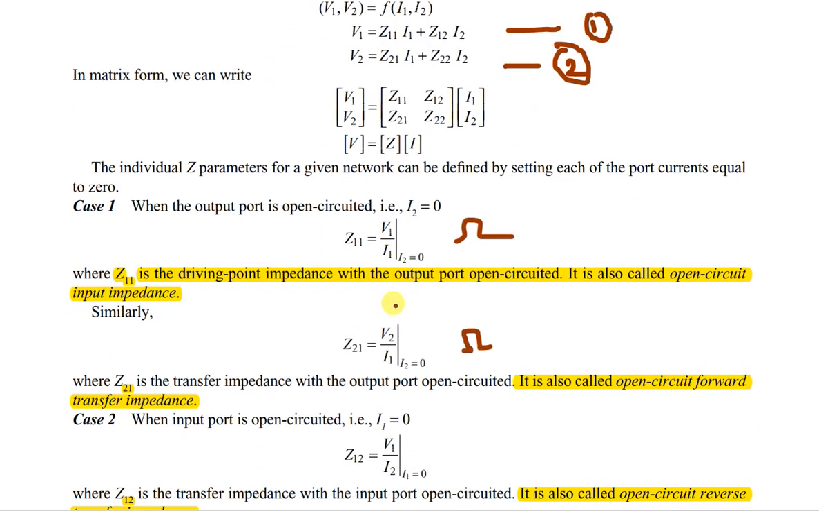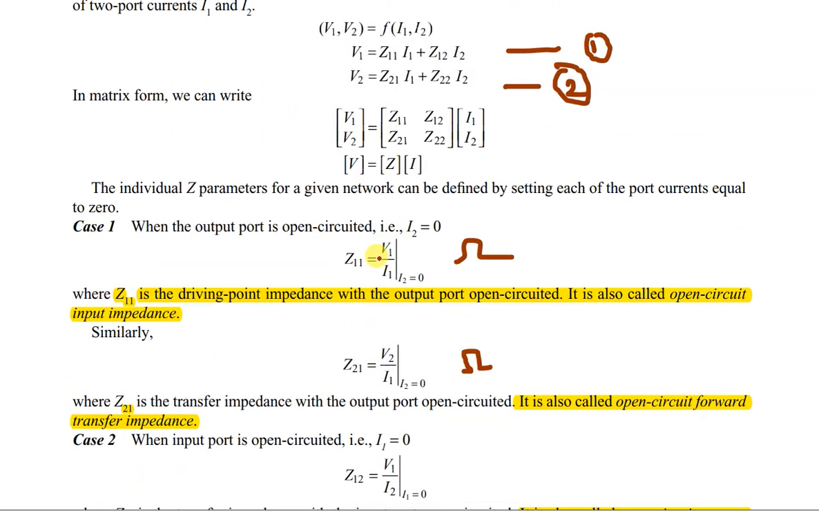When I1 is equal to 0, you can find the remaining two parameters from equation number 1. When I1 is equal to 0, this portion is 0. Now I'm calculating Z12. Z12 is equal to V1 by I2. It is input side voltage by output side current. Similarly, when I1 is equal to 0, Z22 is V2 by I2, which is output side voltage by output side current. So it is called output impedance, because both belong to the output side.